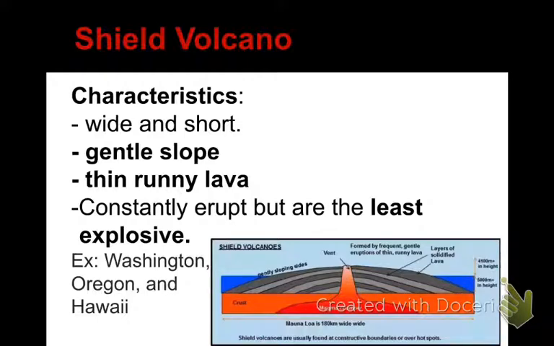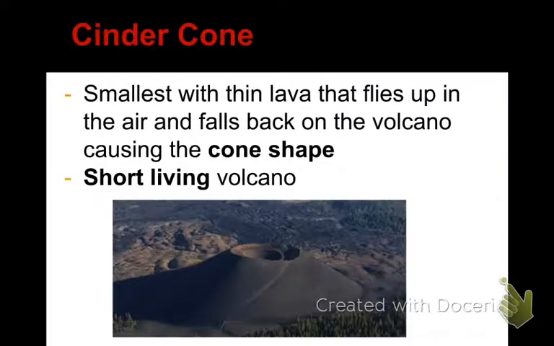So you do need to know this is the least explosive volcano. Since you've already written that down, put a big star next to it. But you've got the gentle slope with the runny lava, and because it's got such thin runny lava, you have the nice gentle slope of it. There are shield volcanoes in Washington, Oregon, and then, like I said, Hawaii as well.